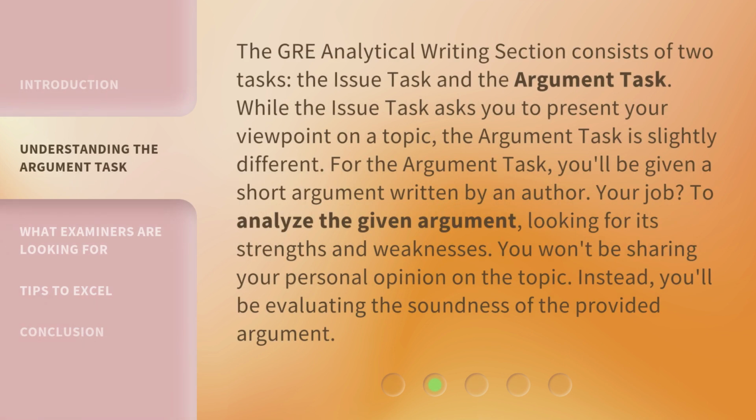The GRE Analytical Writing Section consists of two tasks: the Issue Task and the Argument Task. While the Issue Task asks you to present your viewpoint on a topic, the Argument Task is slightly different. For the Argument Task, you'll be given a short argument written by an author. Your job? To analyze the given argument, looking for its strengths and weaknesses. You won't be sharing your personal opinion on the topic. Instead, you'll be evaluating the soundness of the provided argument.